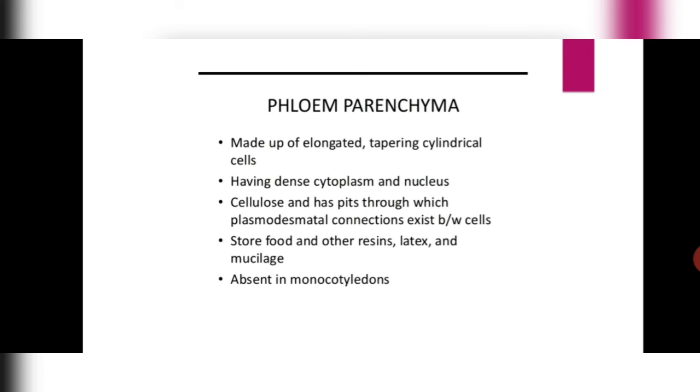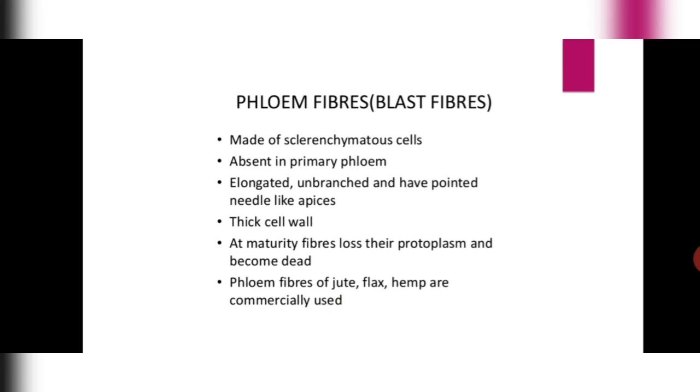The cellulosic cell wall is there. It has pits which help in forming the plasmodesmatal connections. Then they store food and other resins, latex, mucilage, etc. I told you their function. Parenchyma function is storage of food, and phloem parenchyma is absent in the monocots.